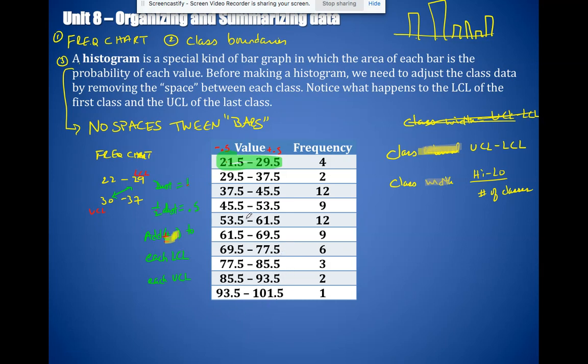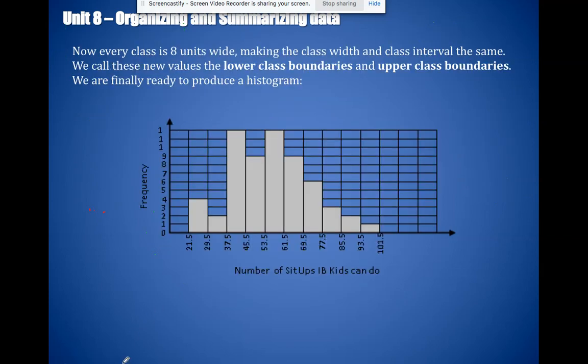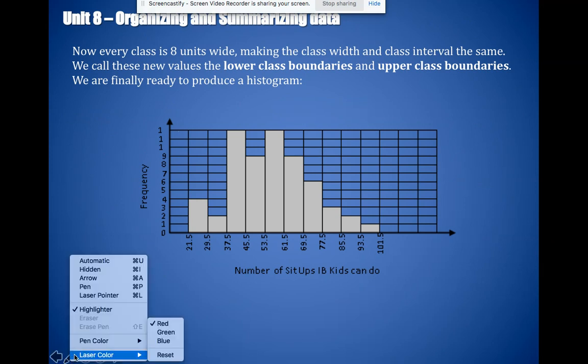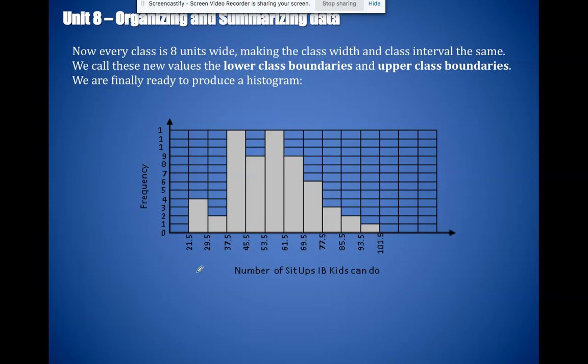All right, so I did step 1, frequency chart. I figured out my class boundaries, and I'm going to use my class boundaries to make a histogram. Bam, there it is. Here are the things that you're going to lose points for if you don't have it. Tell me what these numbers are.